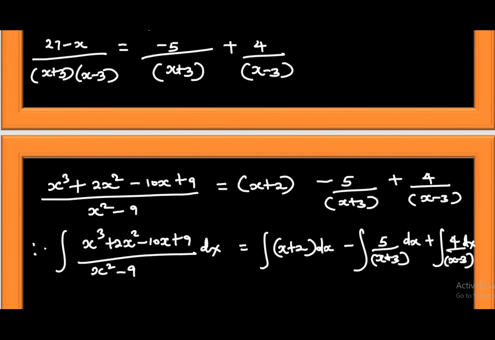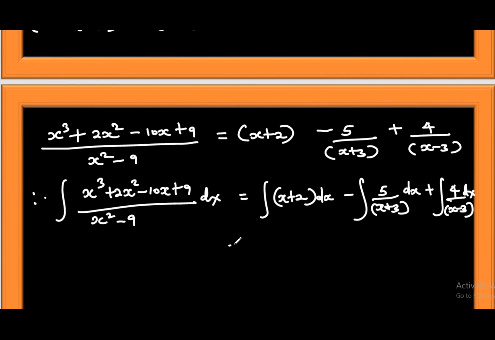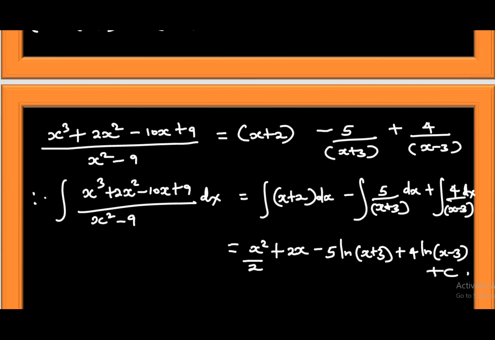From there, we can now say the final answer here would be x squared out of 2. That's when you integrate x. When you integrate 2, you get 2x. And then we come to the next integral, 5 out of x plus 3, that will be 5 natural log of x plus 3. And then 4 out of x minus 3, when you integrate it, you shall have 4 natural log of x minus 3. We can't forget the constant of integration, and that becomes our answer.